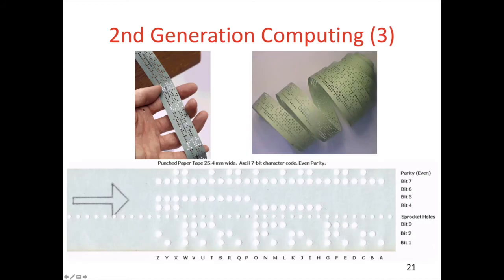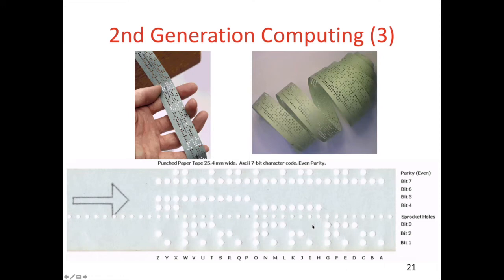Another way to input programs to the computer is to use punched paper tape, which is 25 mm wide. We have ASCII 7-bit character code, even parity. Here the bits are ordered as bit 1, bit 2, bit 3, and sprocket holes in order to be able to turn the paper. Then we have bits 4, 5, 6 and 7, and this is for the parity bit. If the number of bits here is odd, then we have one more hole here to make the parity even.